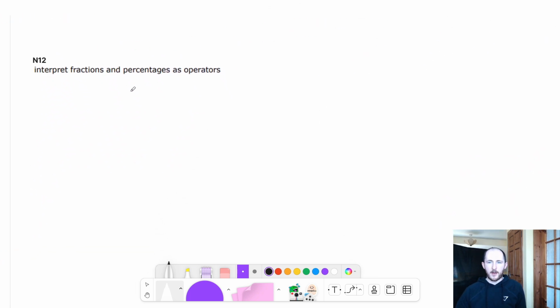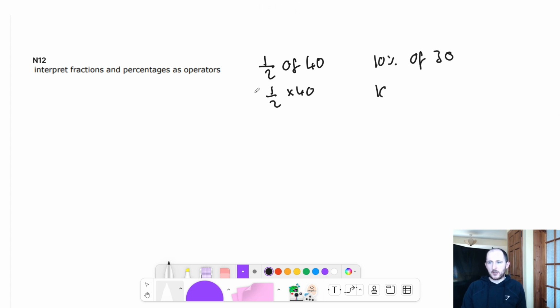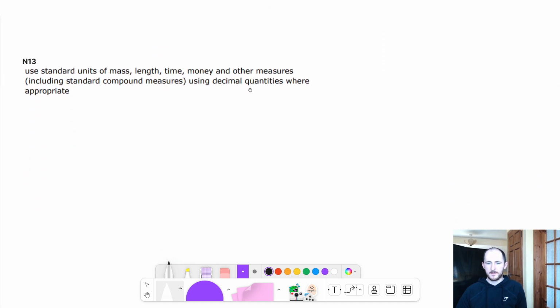You also need to interpret fractions and percentages as operators. So what that means is, if I say a half of 40, it means the same thing as half times 40, and likewise 10% of 30 is an actual kind of operator in itself. So what they mean by an operator is that you can actually do some maths with it, right? So times, divide, subtract, and square root and squaring, they're all operators. So you have to also realise that fractions and percentages are also operators. So half of 40 is a valid thing to say in terms of maths.